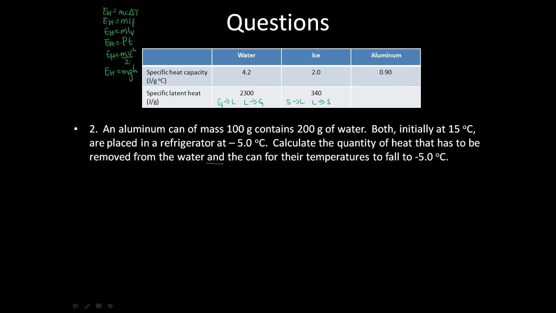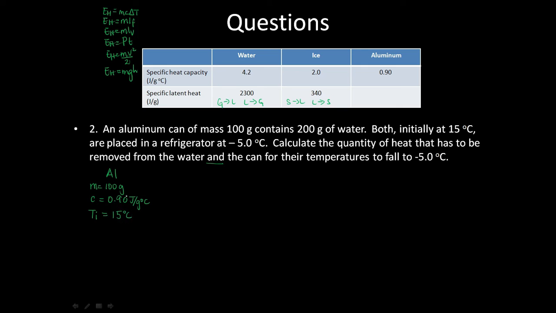So first we could do the can, because remember, aluminum is not going to go through any phase changes. It's not going to change from solid to liquid. It's going to stay solid whether it's hot or cold. So looking at aluminum, we're going to list all the things we have. The aluminum can has a mass of 100 grams. We are given the specific heat capacity, because it goes through a temperature change. So C is 0.90 joules per gram degree Celsius. And then we have the initial temperature, which is 15 degrees Celsius.